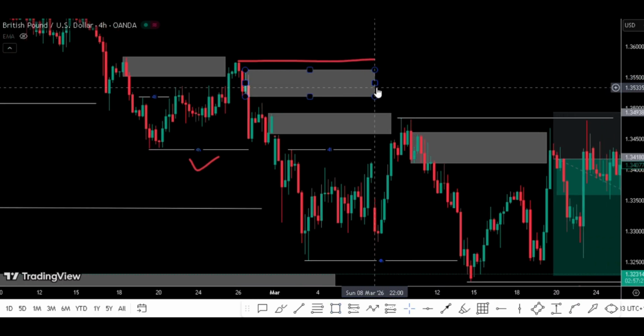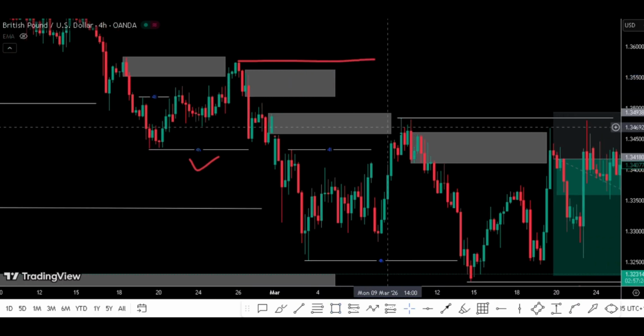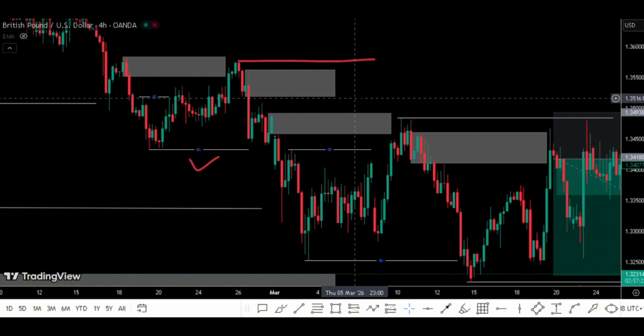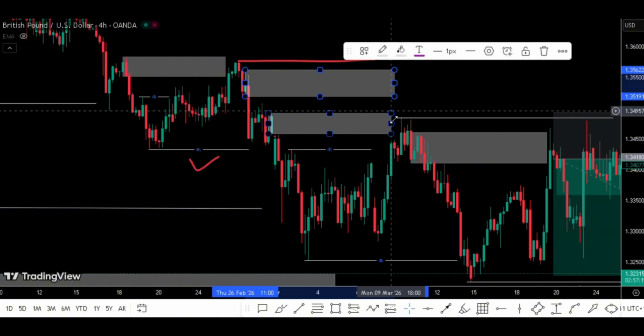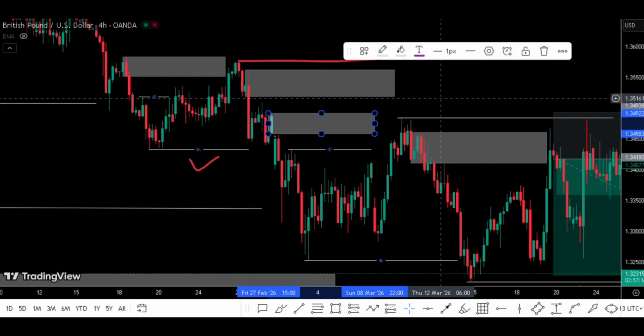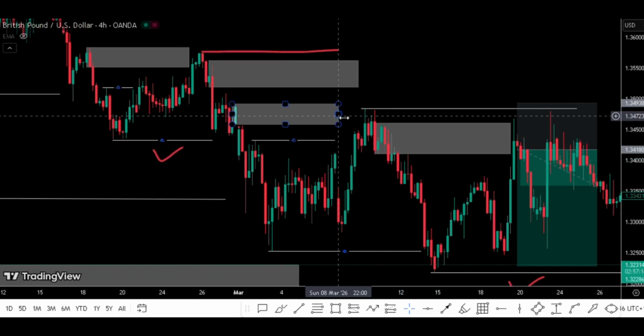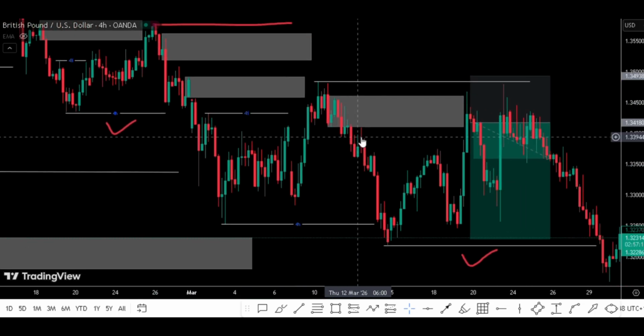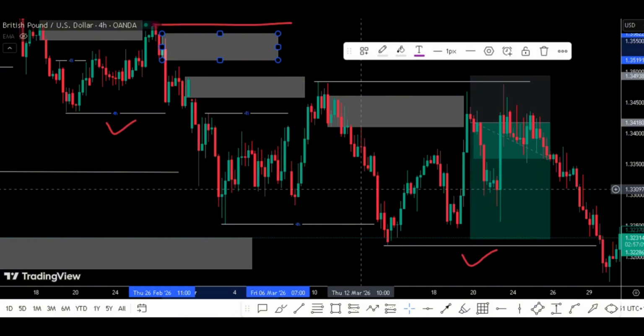So my plan was to sell here, then wait, and if this one fails, I will resell here. This is high probability, this is low, a kind of 50-50 probability. As you can see, we had a good trade here and the market dropped as planned. Immediately we had break of structure.